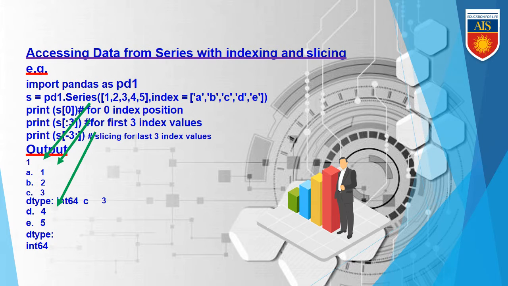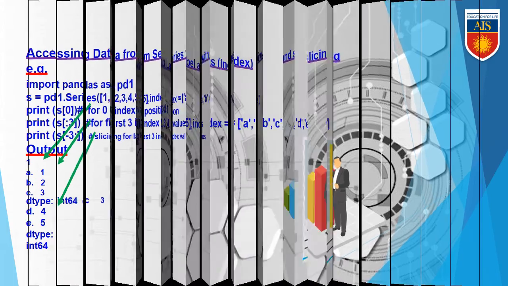Accessing data from series with indexing and slicing. Import pandas as pd1, s equal pd1 dot series 1 2 3 4 5, then the index, print s[0] for the 0 index position, print s[:3] for the first 3 index values, then print s[-3:]. It's slicing for the last 3 index values. Then we will get our output. We can follow it over here.